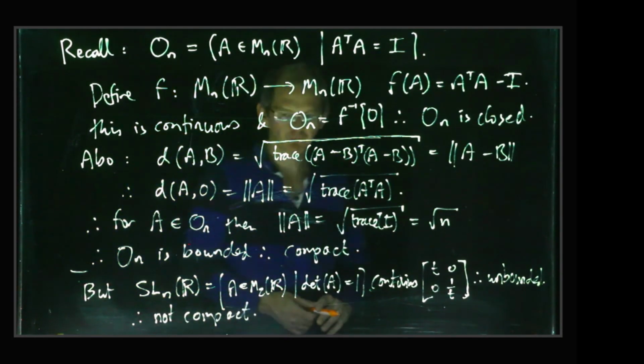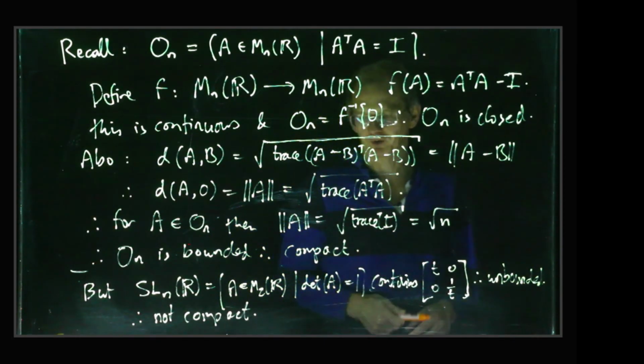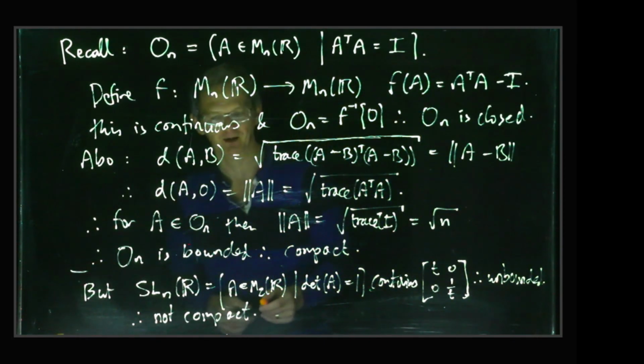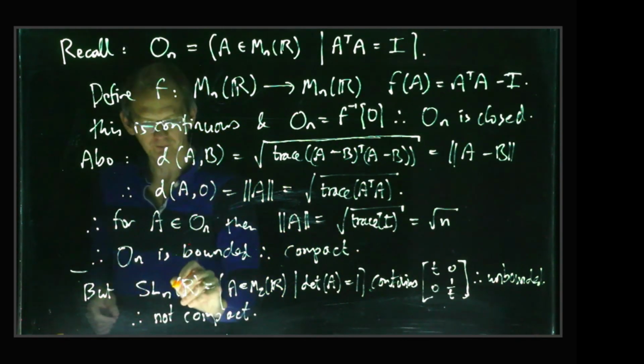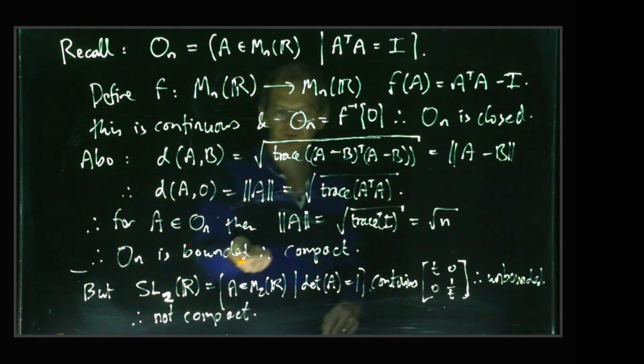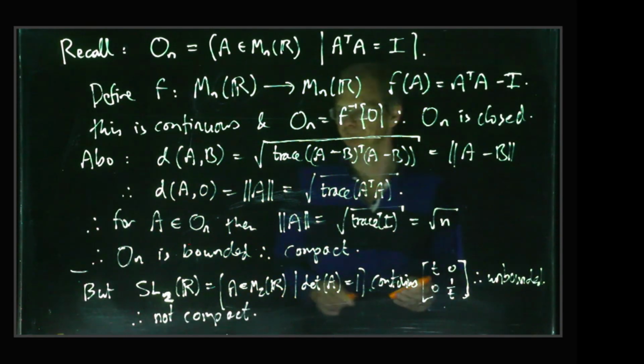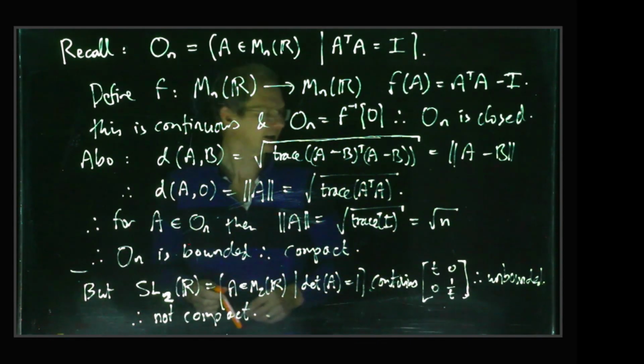It is closed because the determinant is a continuous map, so this is det inverse of 1, so that's certainly a closed subset of M2R. Okay, so this is a closed subspace of M2R, but it's not bounded and therefore it's not compact. So that'll do as an introduction to the basic ideas and examples of compactness.